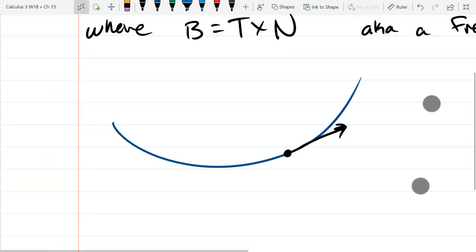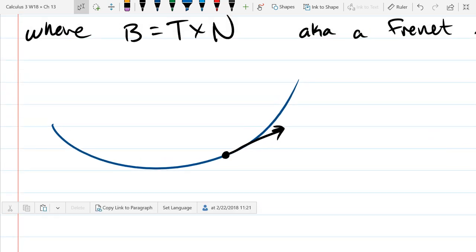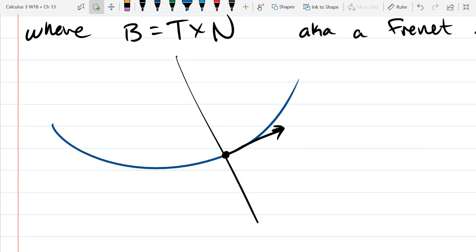So that'll be 1. What direction is the acceleration going to point? So it's going to be inward. No matter what, without knowing anything about the curve, it needs to be perpendicular. So it better be there. It's going to point inwards right here. So that's our n, our t.